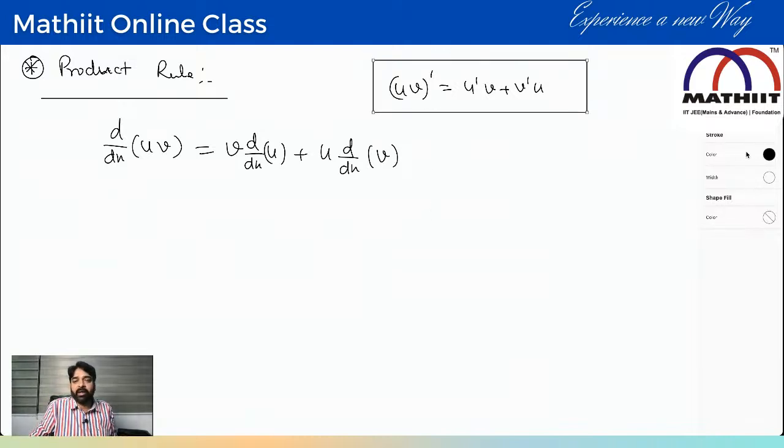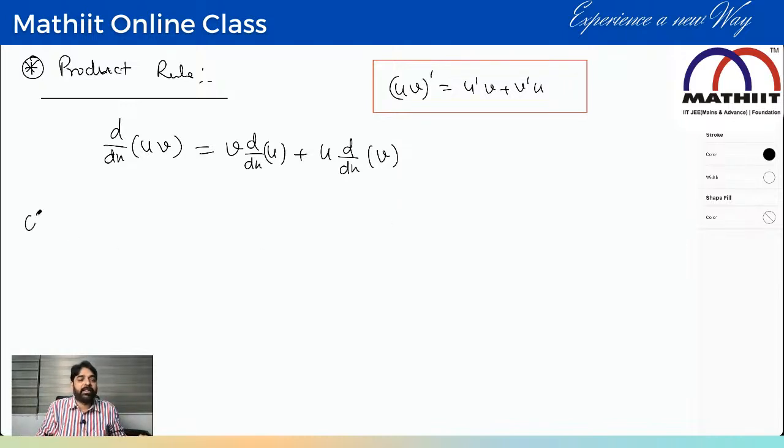Did you understand how I wrote this formula? It doesn't matter whether one function, two functions, or three functions are there. Remember the rule: differentiation of the first, rest constant, plus differentiation of the second, rest constant, plus differentiation of the third, rest constant. That is the rule you have to follow, whatever the situation.